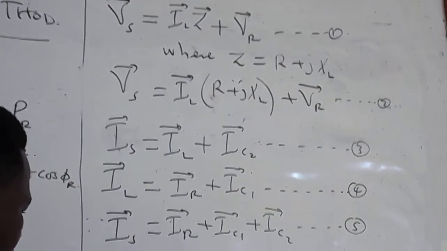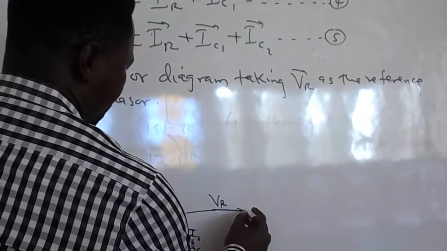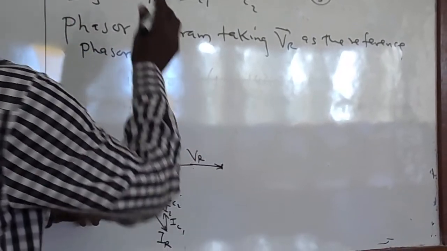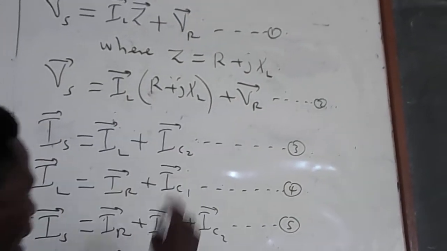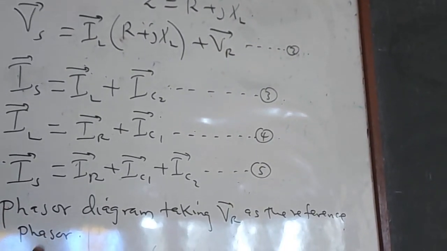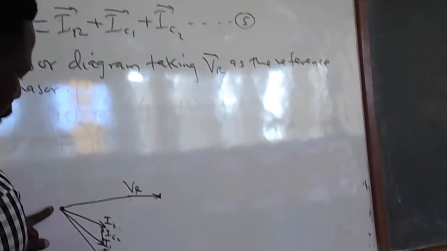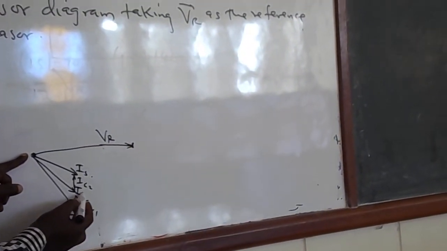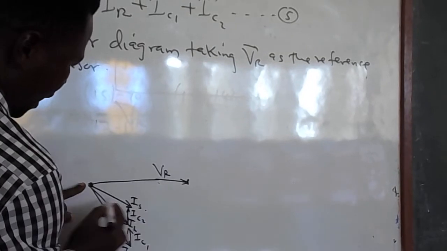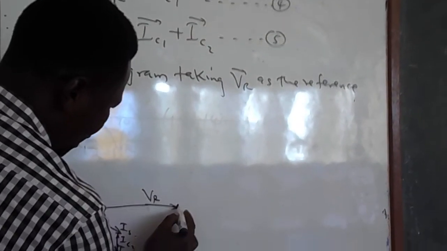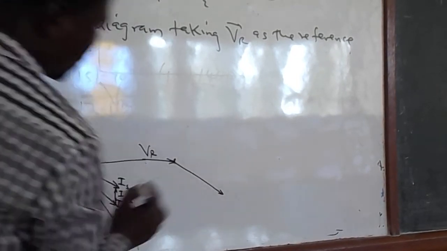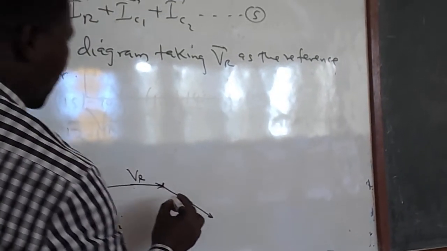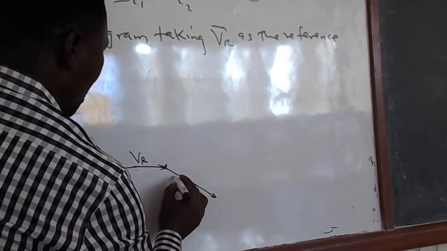So if this is the receiving end, then the current across the line is IL. We have to draw a line that is parallel to the line current, that is IL. So we draw a line here parallel to IL, and that part is now ILR.